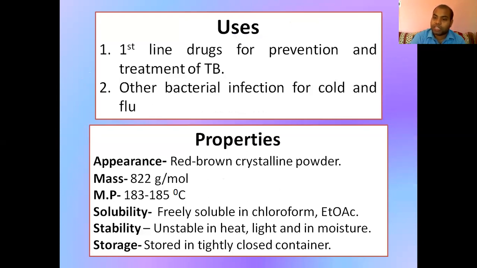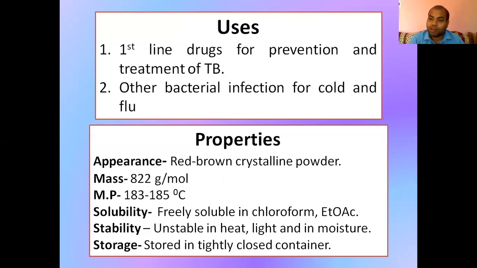In terms of uses, the uses are the same. They are generally used for the treatment of TB. Along with that, it can also be used in other bacterial infections like cold and flu, and it can be used for some kind of viral infection also. In terms of property, this is a red brown crystalline powder.